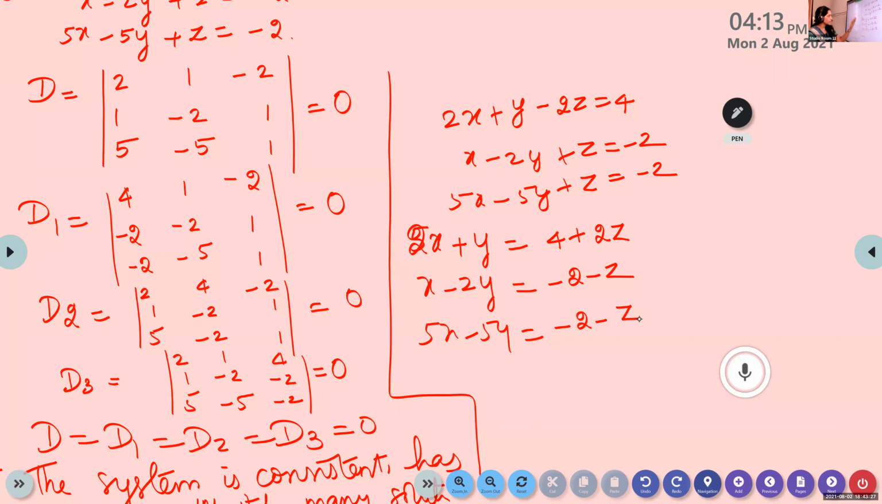It is not compulsory that you have to take z. You can take x or you can take y. You take any one of the variables to the other side. Now, we consider this as a constant. Is it okay? Up to this, is it okay? From the first equation, we wrote this. Second.